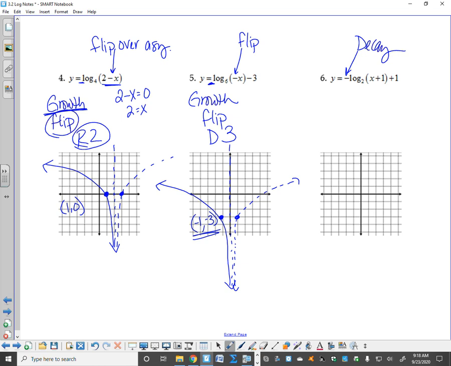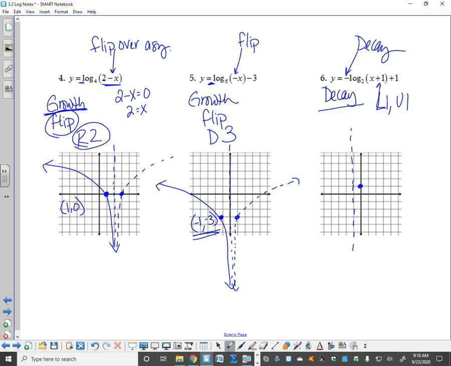Okay. Number 6. All right, we are now decay for the first time. We have no flips. We are left 1 and up 1. So I'm starting here. I'm going left 1, up 1. So this is where I end up. I'm going to erase both of those points so I don't get confused. Asymptote is always 1 to the left. And no flipping and decay.